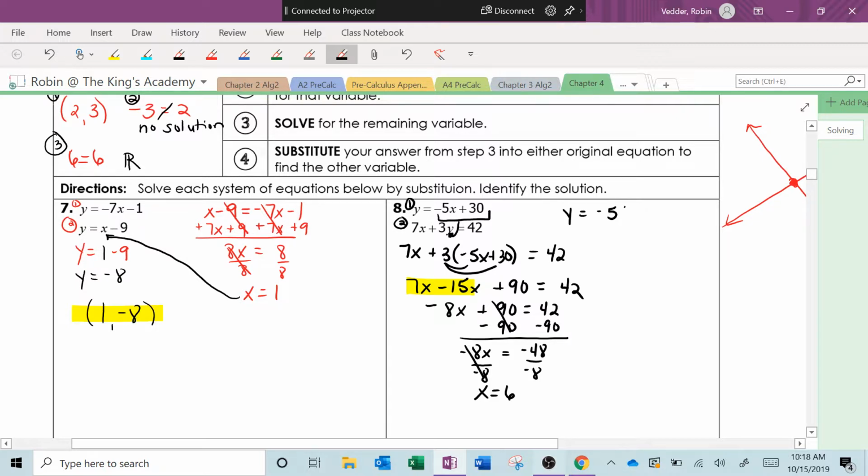Okay, so you substituted 6 in for x, and you said you got -30 plus 30 and got 0. Great job. So our final solution, the x value is 6, the y value is 0. So remember, all of your solutions are going to be x and y values. They're going to be written as a point.